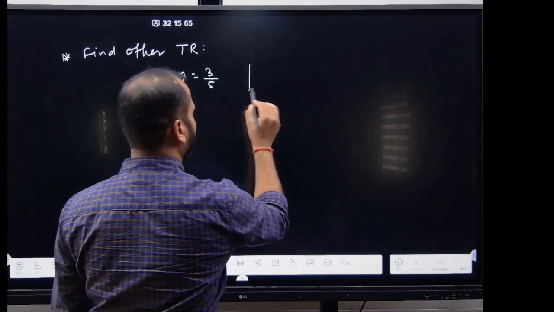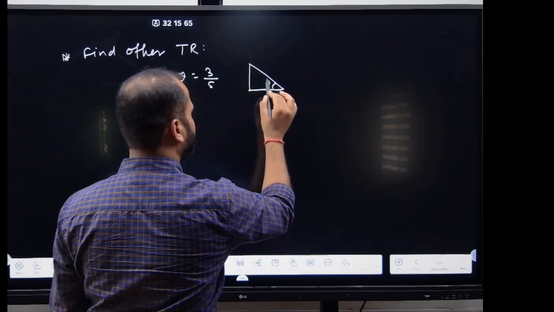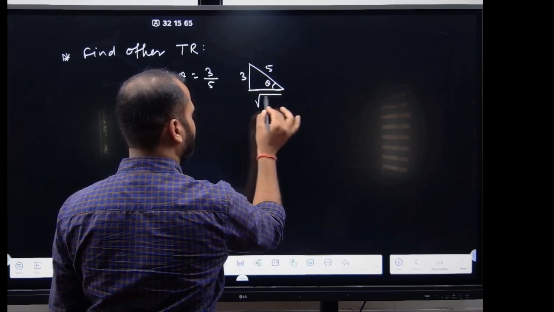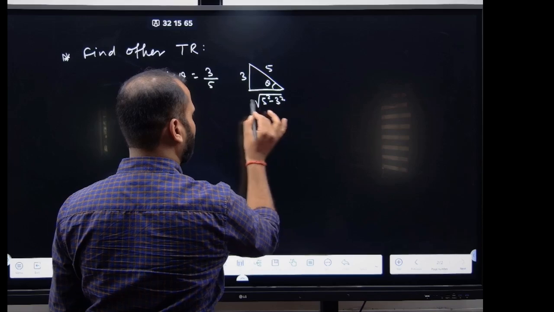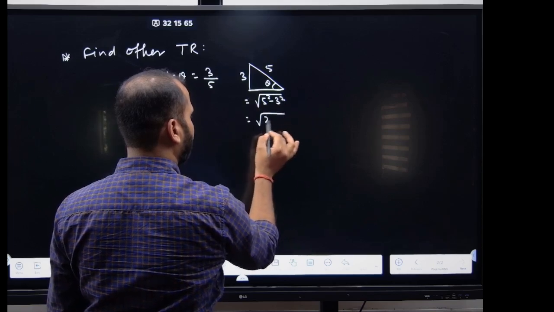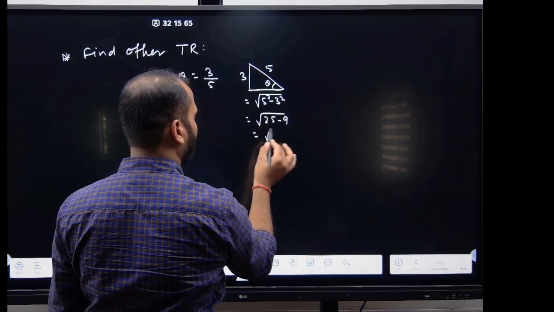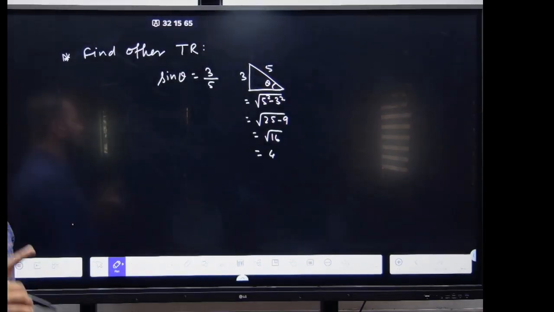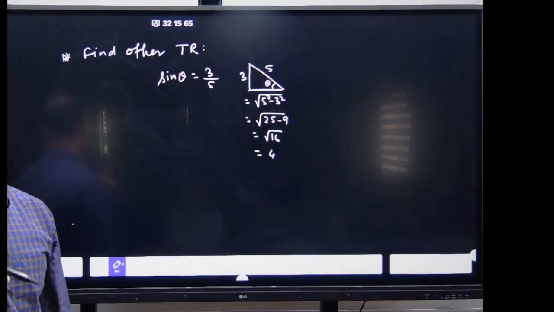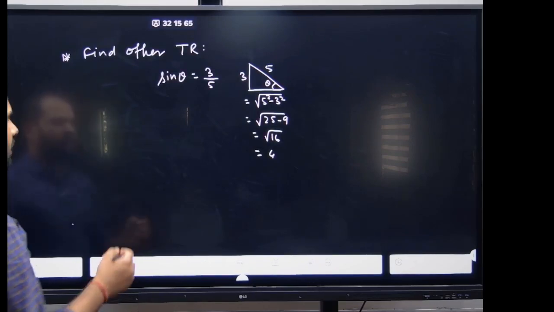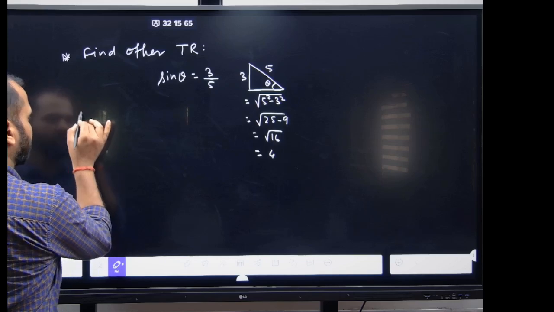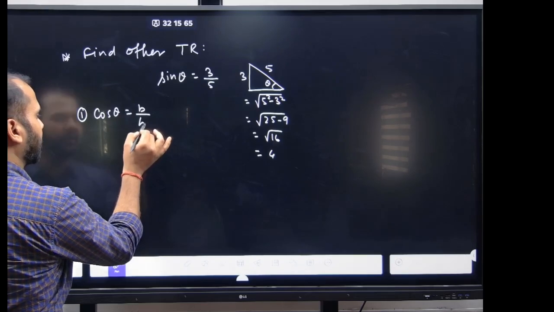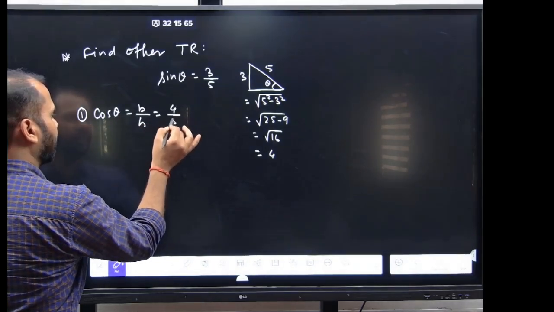So, yes, you will make an angle, right. Let this angle be theta. So, the perpendicular is 3 and the hypotenuse is 5. So, the base will be how much? 5 square minus 3 square, right. So, this is nothing but 25 minus 9, root of 16, 4, right. So, yes, a right angle triangle is there whose sides are nothing but 3, 4, 5, correct. What we want is the other trigonometric ratios. First, cos theta. What is cos theta? Base upon hypotenuse, that is 4 by 5.